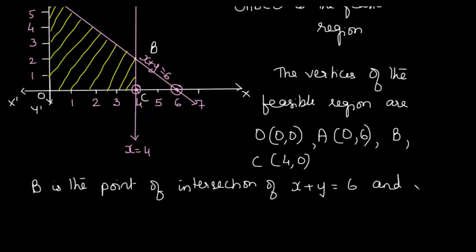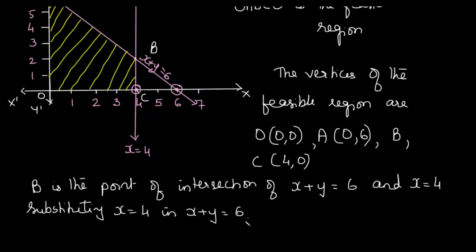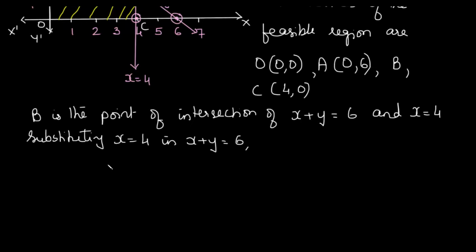Not y is equal to 6 as I stated earlier. It is x is equal to 4. Now what we do is that we put x is equal to 4 in this particular equation. So substituting x is equal to 4 in x plus y is equal to 6, we are going to get 4 plus y is equal to 6.